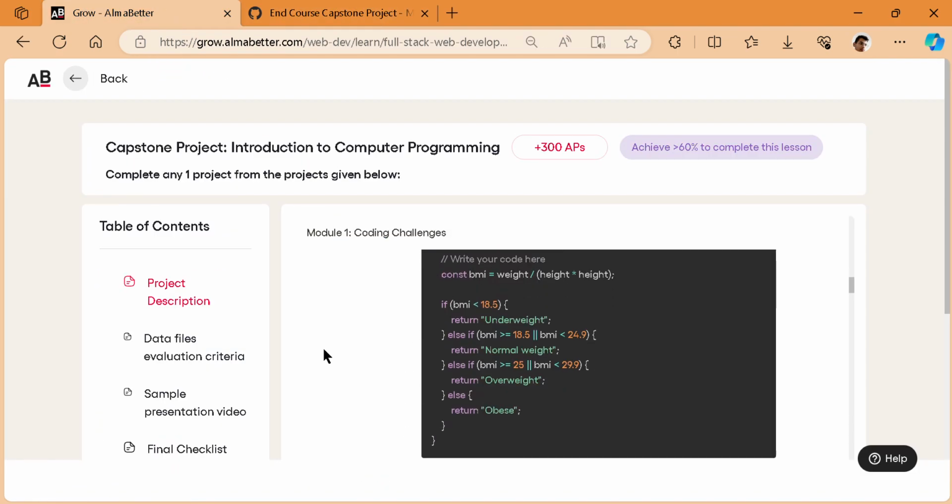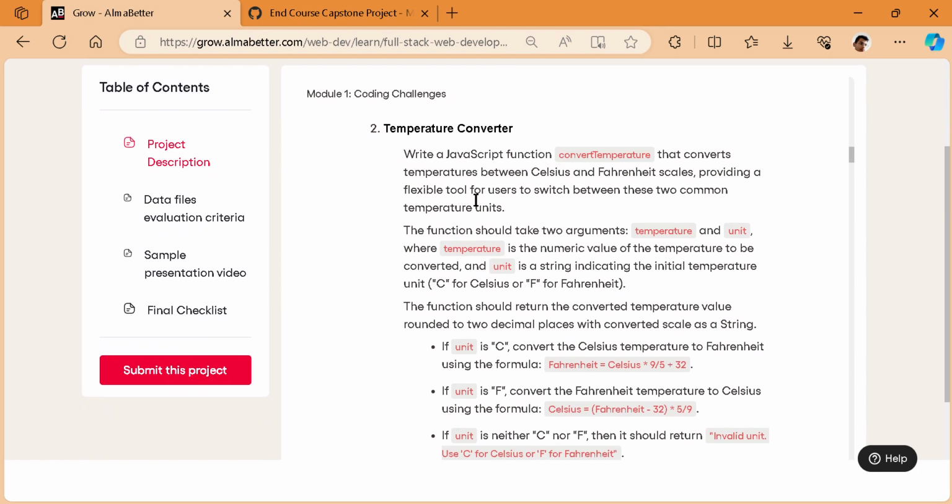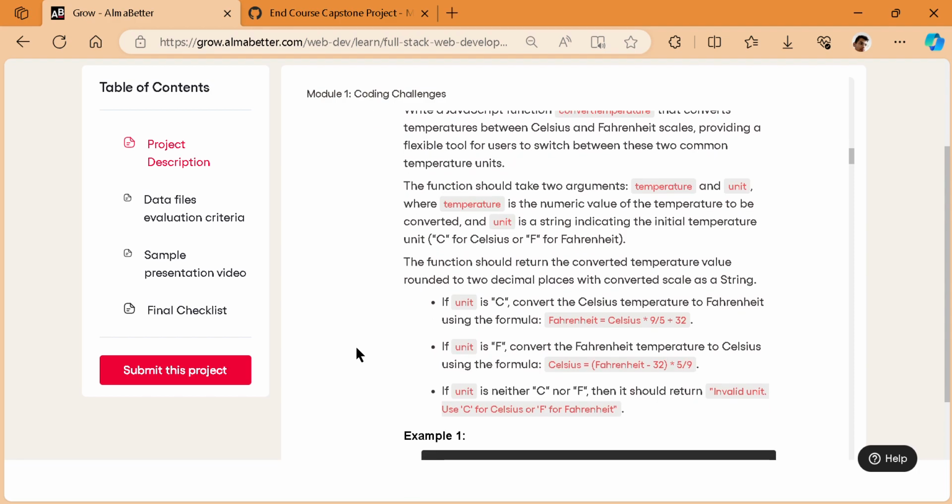Now come to the second, that is the temperature converter. Write a JavaScript function convertTemperature that converts temperature between Celsius and Fahrenheit scales, providing a flexible tool for users to switch between these two common temperature units. The function should take two arguments, temperature and unit, where temperature is the numerical value of the temperature to be converted, and unit is a string indicating the initial temperature unit.